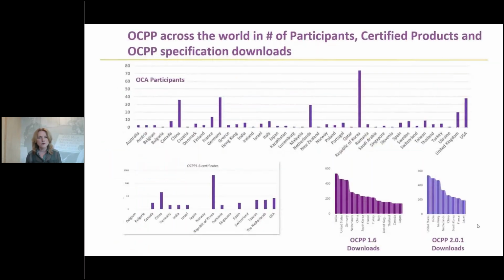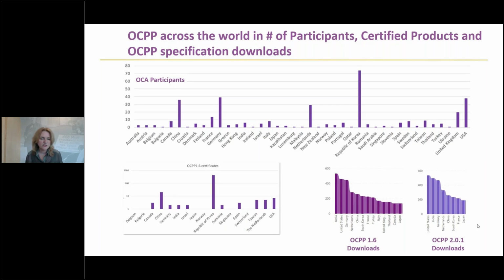This is an overview of a couple of things. First of all, on the top, you see the OCA participants and which country they originate from. As I mentioned, you don't have to be a member, but you can. You see that most of our members come from the Republic of Korea, so that's our number one country for OCPP. But you see that it's a fairly broad mix of global companies from different countries.